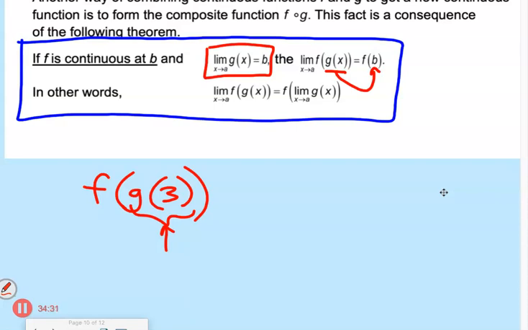So you find the limit, and I wrote, in other words, the limit of f of g of x is f of the limit of g of x. You do the limit of the inside, and then you plug that into the outer function. Are you ready to try some? Do you need another minute to write?